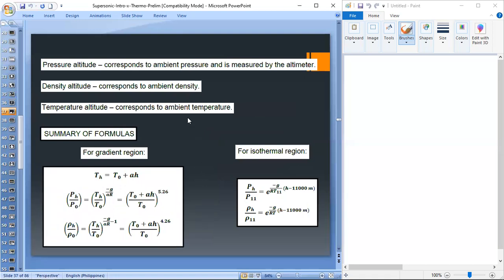And then, ito yung summary of our formulas. So, pressure altitude, no, corresponds to ambient pressure as measured by the altimeter. So, kapag may question, binigyan ka ng galing doon sa altimeter, it's the pressure altitude mo, no? And then, we have density altitude corresponds to the ambient density. So, same with temperature altitude, corresponds to the ambient temperature. Yung condition mo, kung nasaang level ka. Okay, so here, makikita niyo yung summary of our formulas for gradient region and isothermal region.